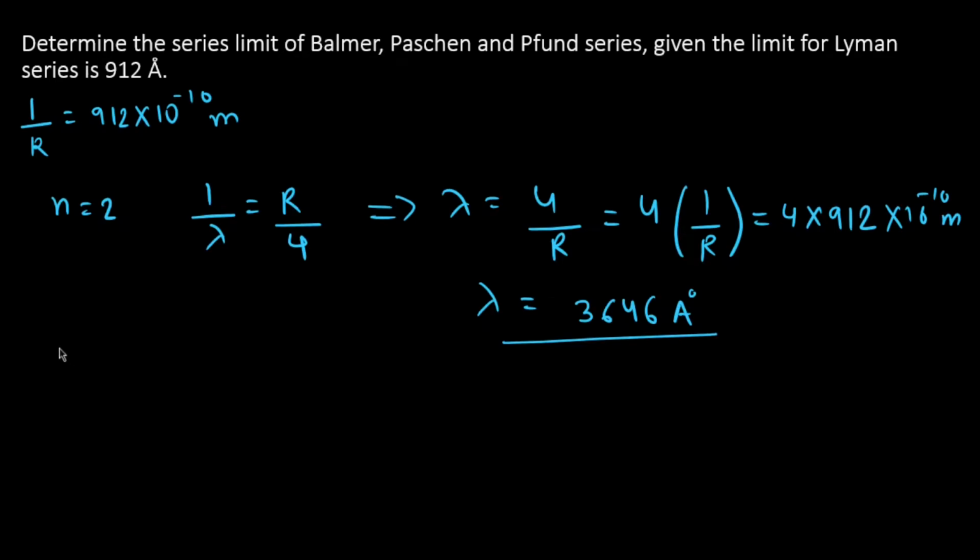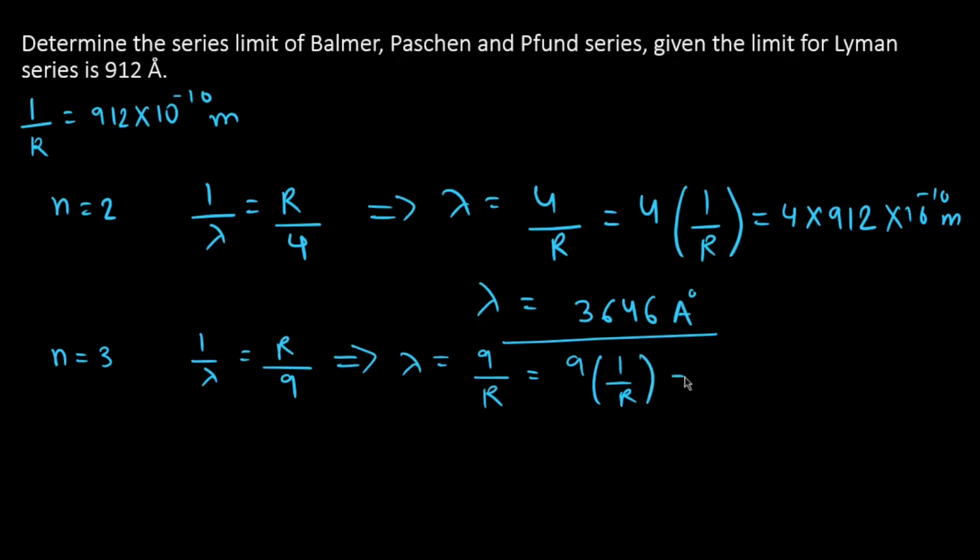Similarly, for Paschen, n equal to 3, which implies 1 by lambda equal to R divided by 3 square, that is 9, which implies lambda equal to 9 divided by R. Therefore 9 into 1 by R, and 1 by R is 912 Angstrom. So 9 into 912 into 10 raised to minus 10 meter. So lambda we get as 8204 Angstrom.